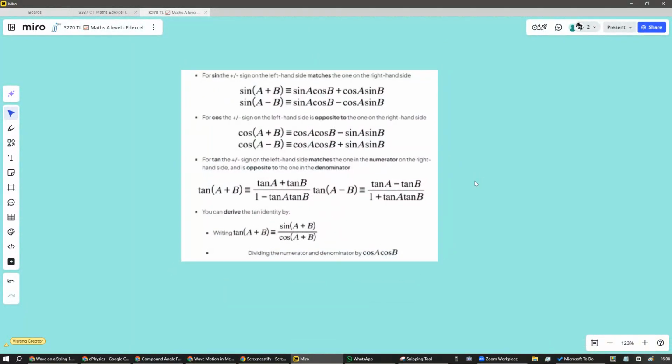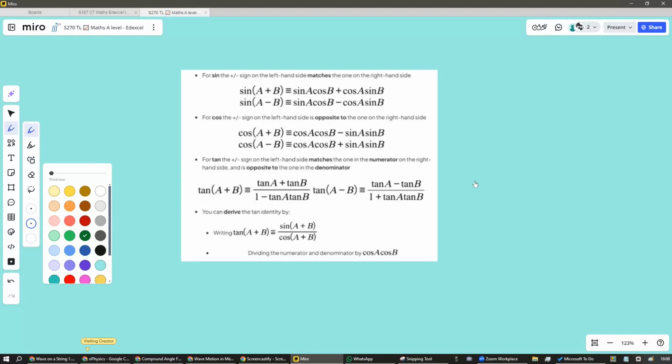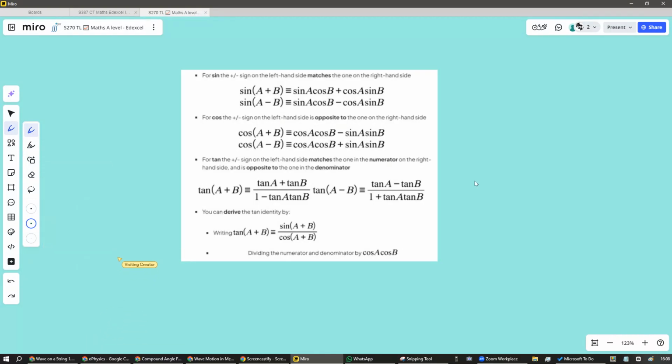Okay, so we've got 6 compound angle formulae, and we've got 2 sine, 2 cos, and 2 tan, and it's all relating to whether you're adding 2 angles or taking away 2 angles. Let's just make sure we understand what they're saying.